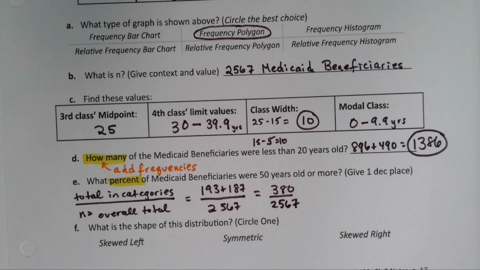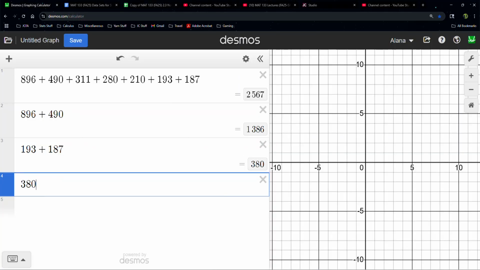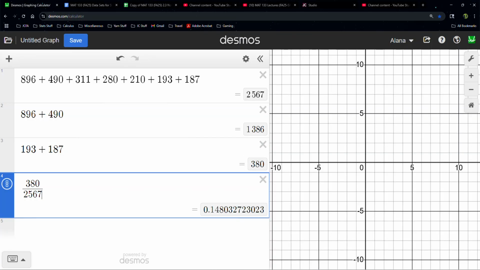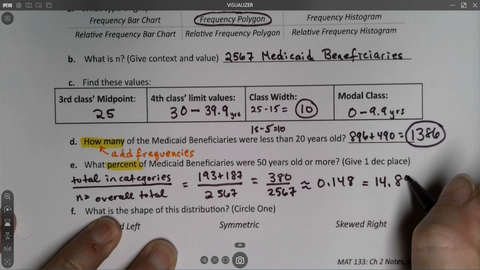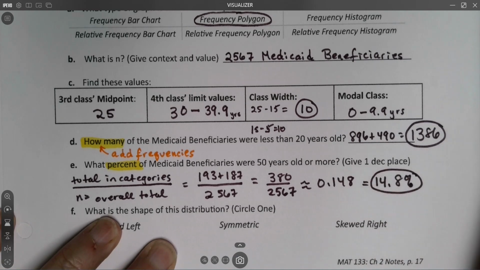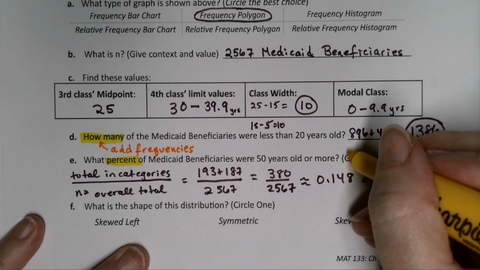All right, so now we'll go back to Desmos and say, hey, what's 380 divided by 2567? And it tells us it's 0.148. And since they want it to be a percent, we're going to switch this to 14.8%. That way we have one decimal place on our percentage.